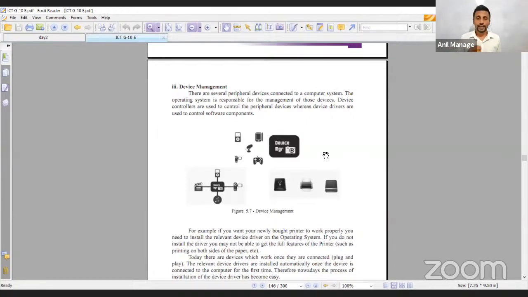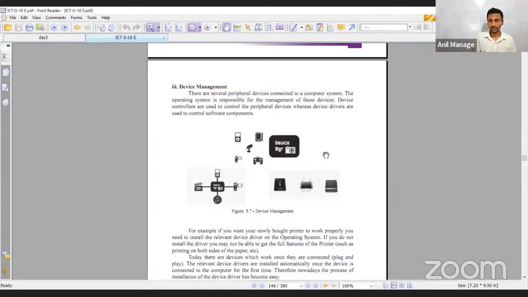But you cannot check the ink level of the printer. When you take the printer, you cannot check the ink level of the printer. So for that, you need to install device driver software. That means with the printer, you'll be getting device driver software. Only when you install it can you do all the tasks related to the printer, right?